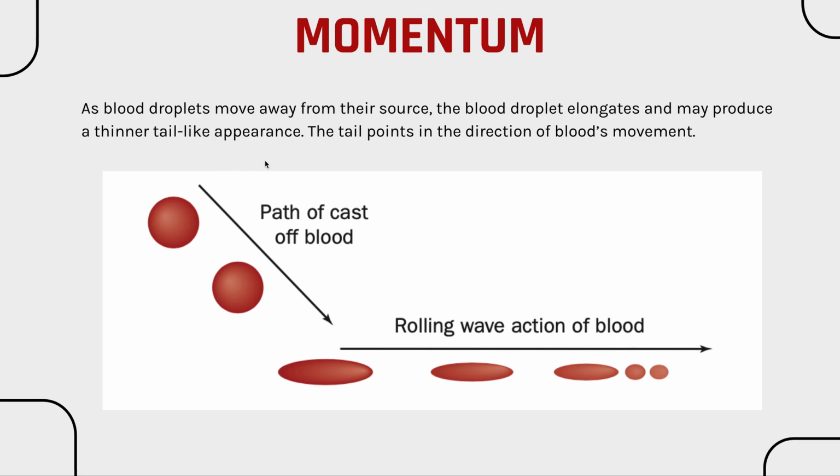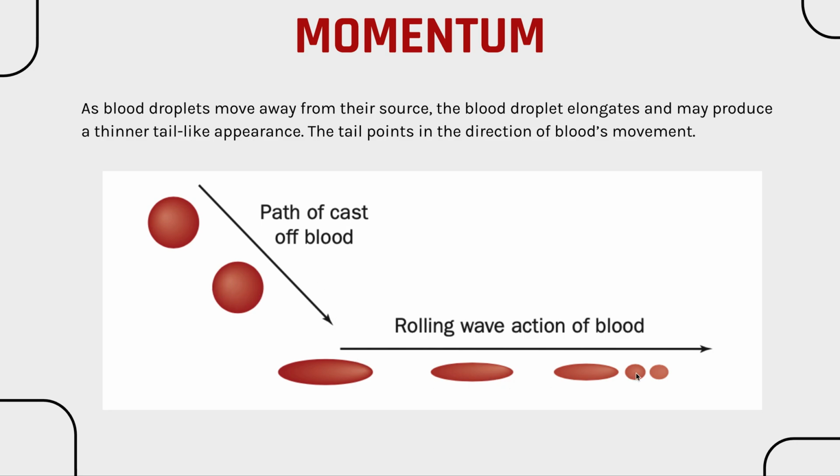As blood droplets move away from their source, the blood droplets elongate and they might produce a thinner tail-like pattern that we saw, and the tail points in the direction of the blood's movement. As I said, the longer axis, in this case the x-axis, is the longer axis, so we would use that to locate the direction of the blood. This is blood as it's leaving the body. Notice it's nice and circular because of the adhesion and cohesion.